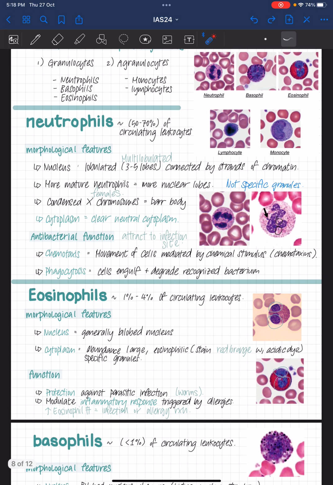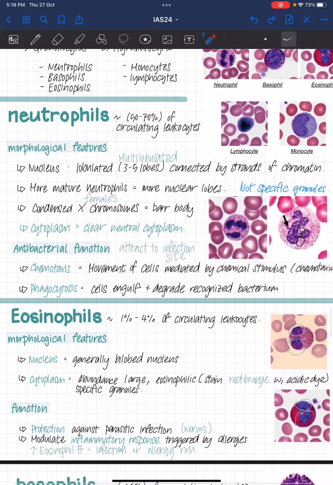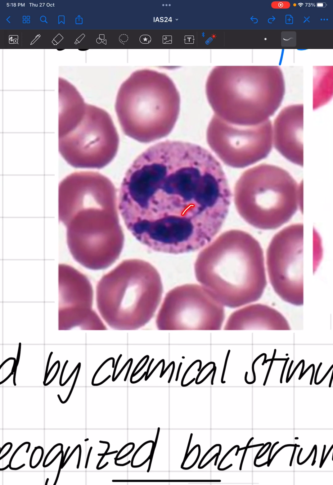So, neutrophils are the most common circulating leukocytes, contributing 50 to 70%. Their key features are that, firstly, they are multilobulated. You see these multilobulated nuclei, 1, 2, 3, 4, like that. And they're connected by strands of chromatin, like so.